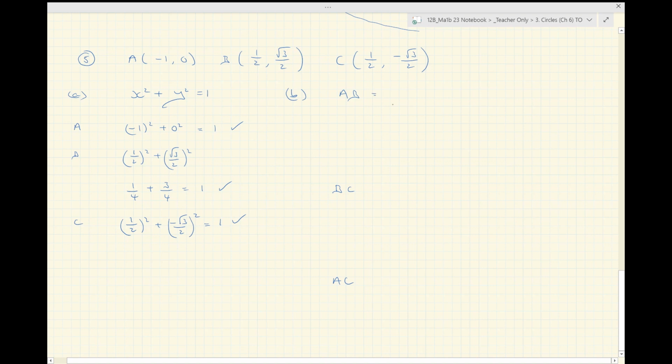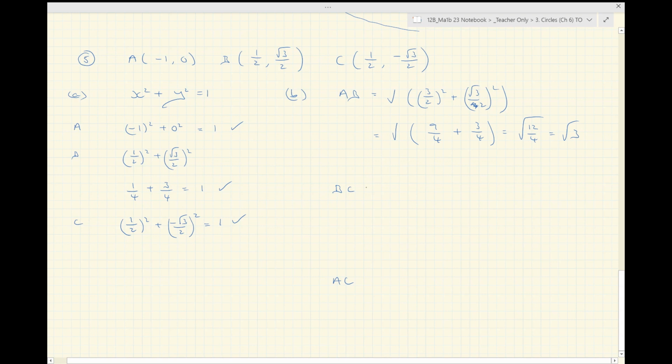So the distance AB is going to be the square root of the difference in their x-coordinates plus the difference in their y-coordinates. Okay, so that is the square root of 9 over 4 plus 3 over 4. So that's the square root of 12 over 4. So that's the square root of 3. Right, so that's the distance AB.